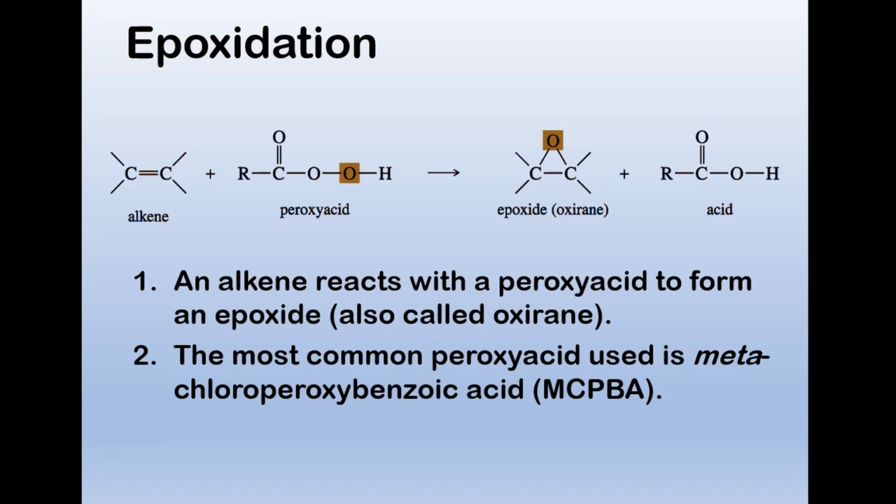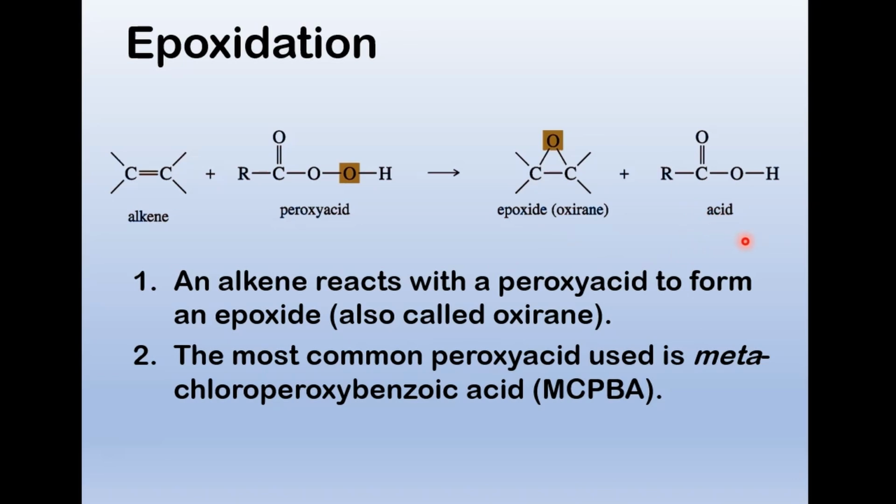So it turns out if we take a carboxylic acid and treat it with peroxide, we can get a peroxyacid. So here is a peroxyacid, and here is an alkene, and here is this thing called an epoxide. And then we get our carboxylic acid back out.